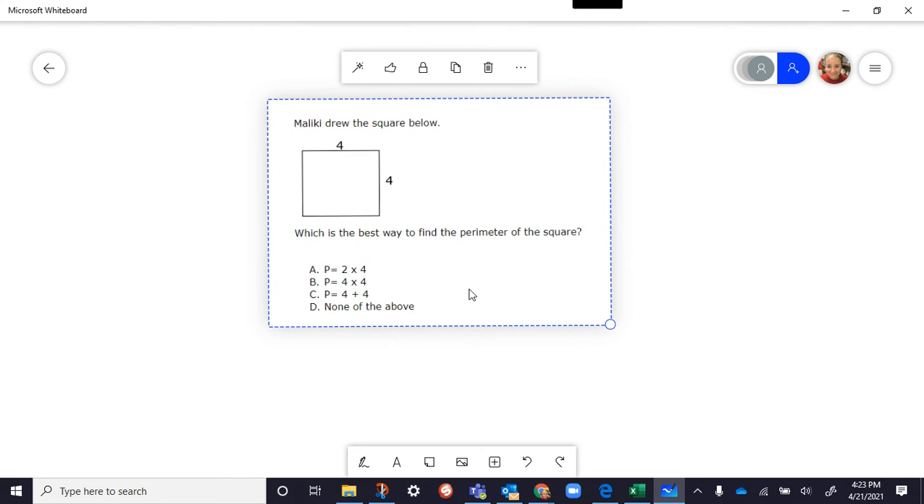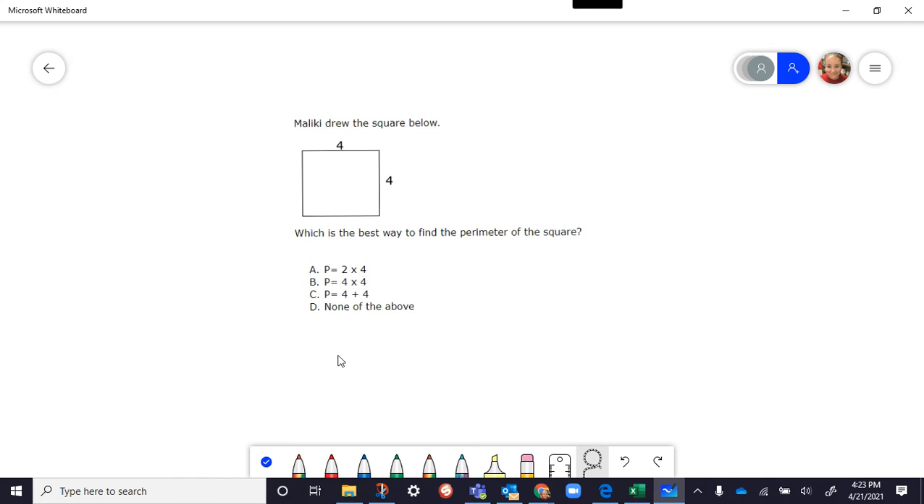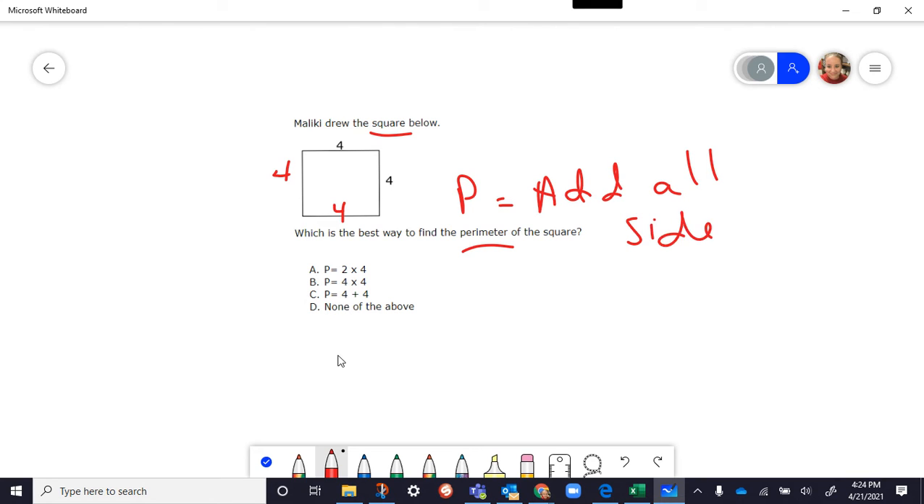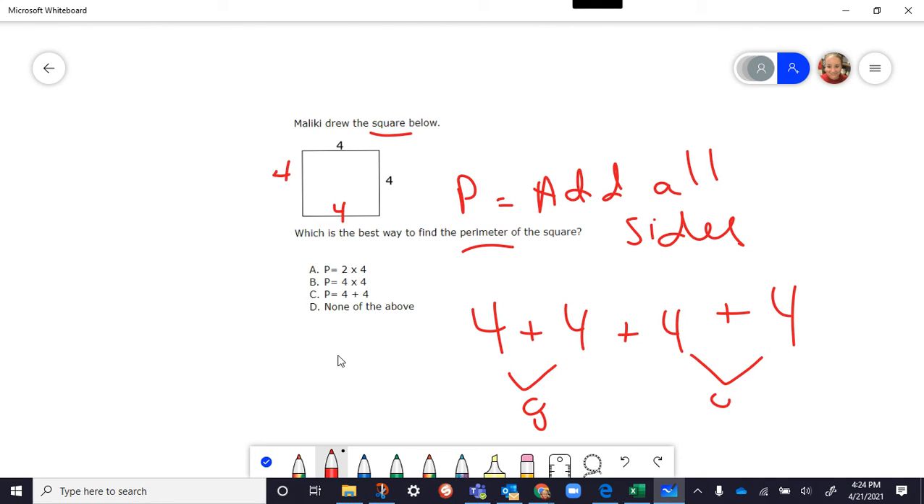All right, Maliki drew the square below. Which is the best way to find the perimeter of the square? So here, square, I know that for my square, all sides are the same. Okay, so that's important. Then when I see that word perimeter, I'm going to think perimeter equals add all sides. And so all my sides, 4 plus 4 plus 4 plus 4. 4 and 4 is 8. 8 plus 8 is 16.